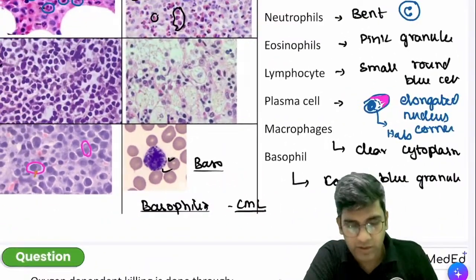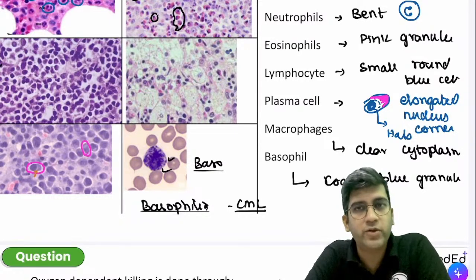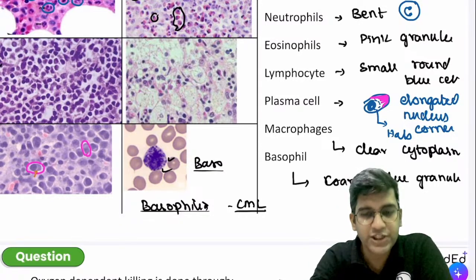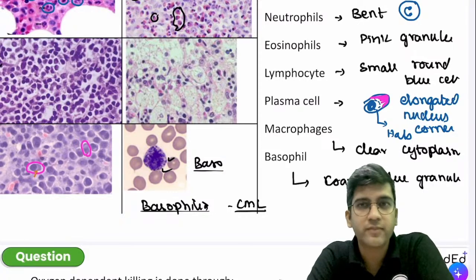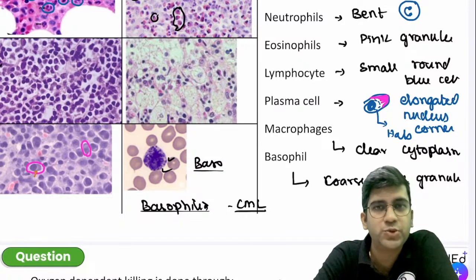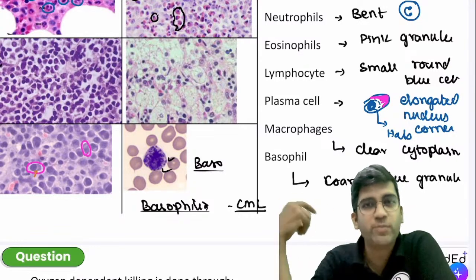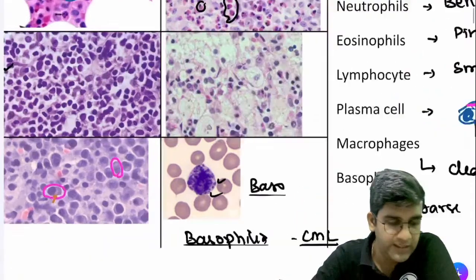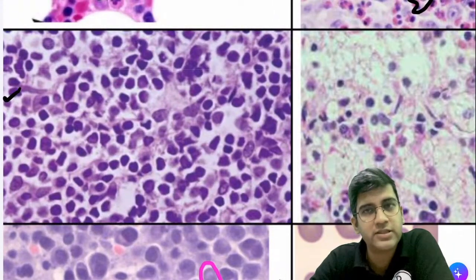Fine, perfect. Now, can I say Hashimoto's thyroiditis to be an autoimmune disorder? Yes or no? Definitely yes. What is the cell of autoimmune disorder? Neutrophil, eosinophil, lymphocyte, plasma cell, macrophage. What is the cell? Lymphocyte, right? So when I see a thyroid biopsy or a thyroid FNAC with cells like small round blue cells, can I think of Hashimoto's thyroiditis?